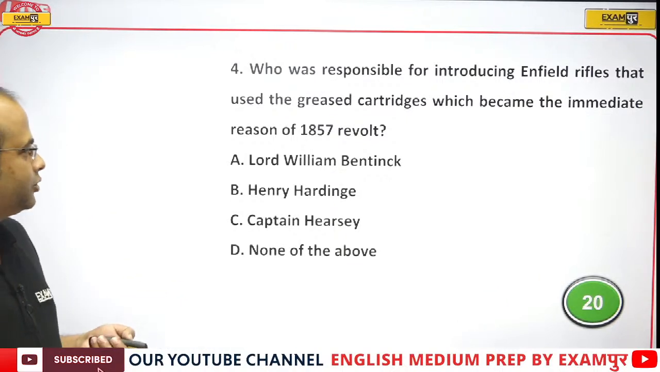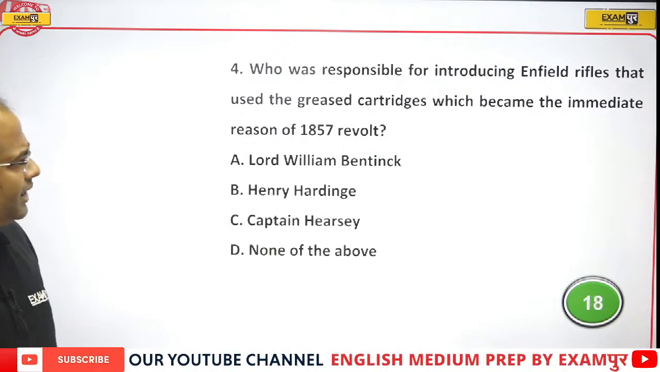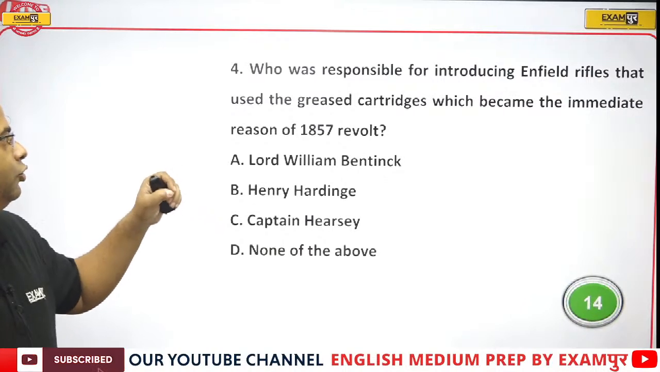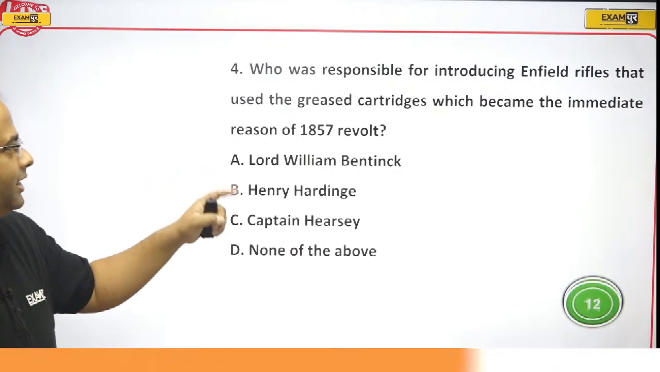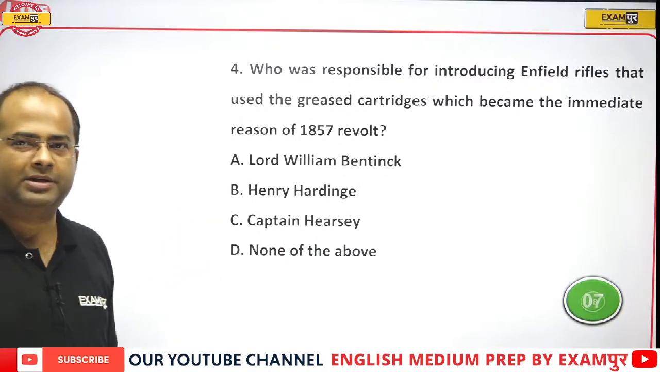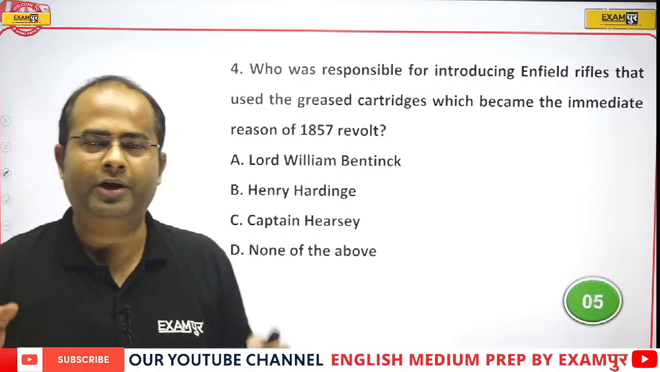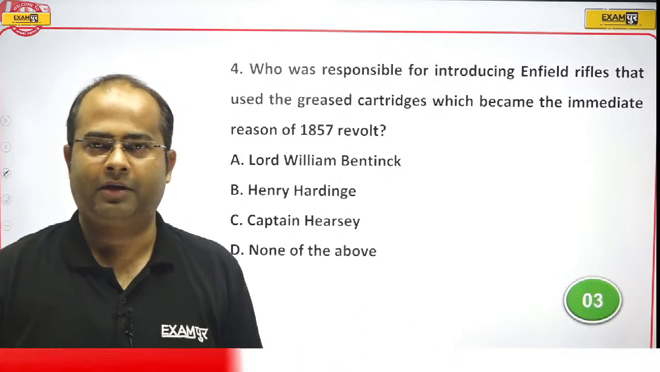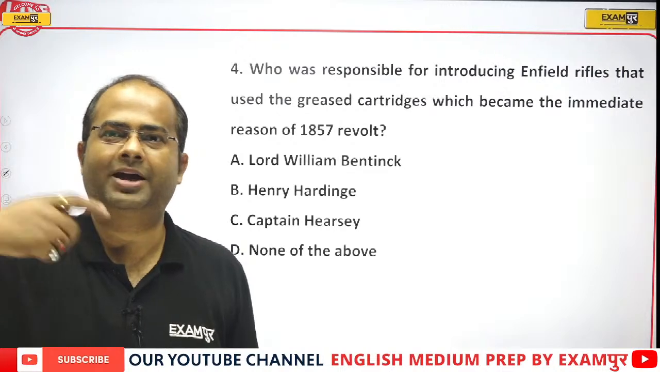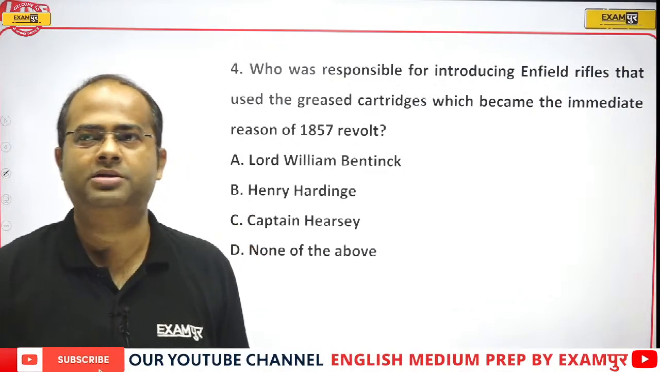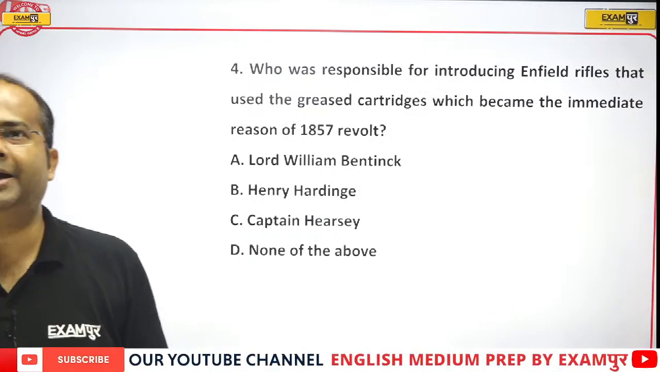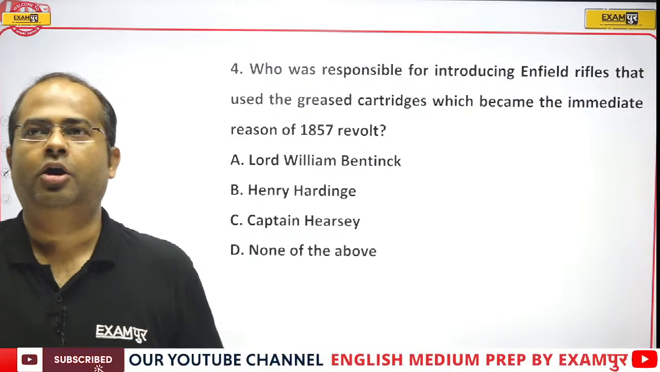Now let's come to the next question. Who was responsible for the Enfield rifle using greased cartridges, which became the immediate reason for the revolt of 1857? So who introduced that Enfield rifle against the Brown Bess rifle, which used the greased cartridge? Is it Lord William Bentinck, Henry Hardinge, Captain Hersey, or none of the above?